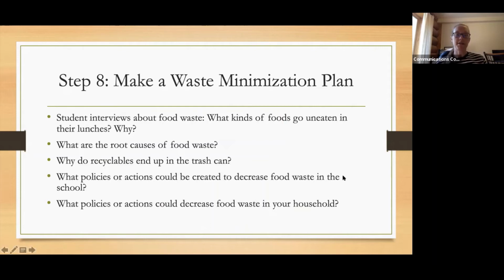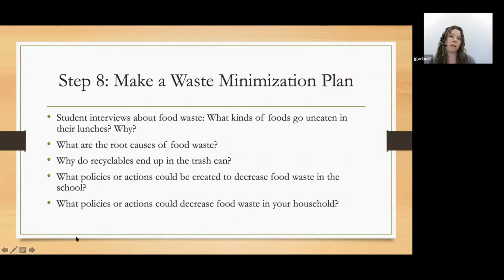So the final thing is you can make a waste minimization plan. So some of the ideas that I saw that are interesting, you could do student interviews about food waste. So, when you see a kid throwing away part of their lunch, finding out why, if they don't like it. I know, Jamie, this is something that you talk a lot about in your job. Do you want to give us a few tips?